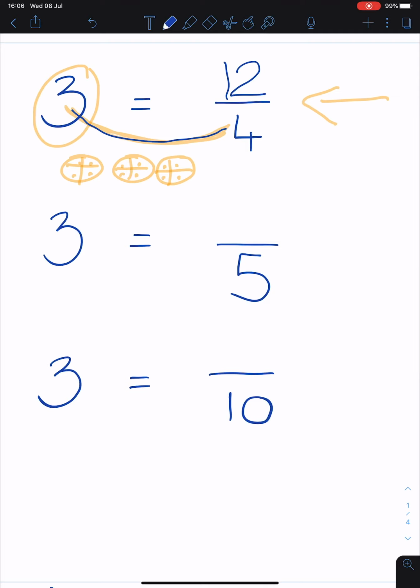So let's look at the next one. If I have got 3 whole pizzas, if I cut them into fifths, how many pieces will I have? Well, 3 times by 5 is 15. So 3 is equal to 15 over 5, but it is now an improper fraction. Let's look at the last one. 3 whole pizzas cut into 10 pieces each. How many pieces will I have? 3 times by 10 is 30.